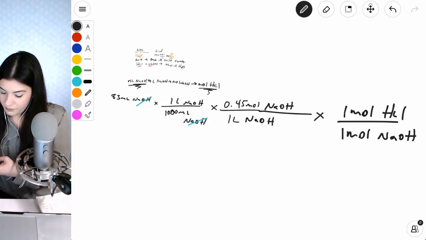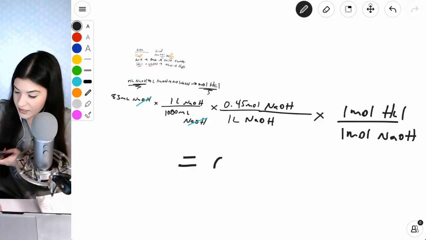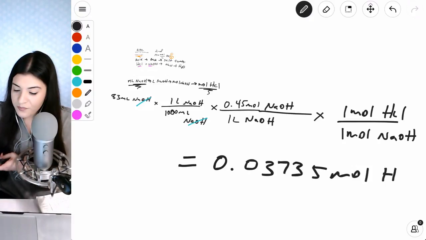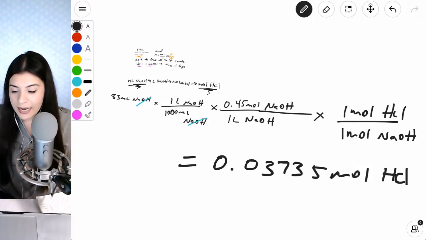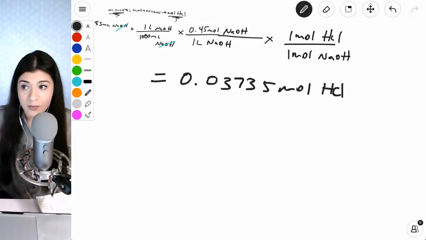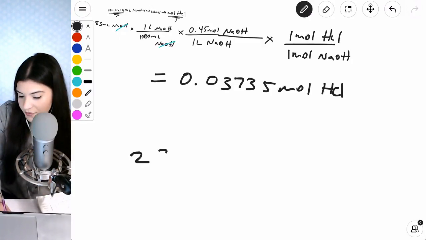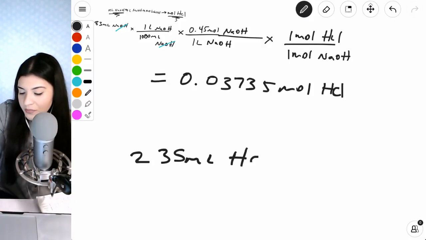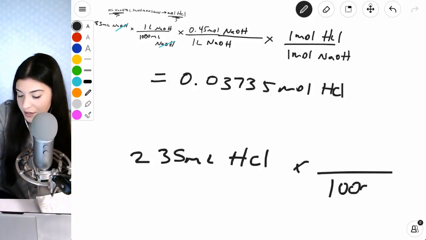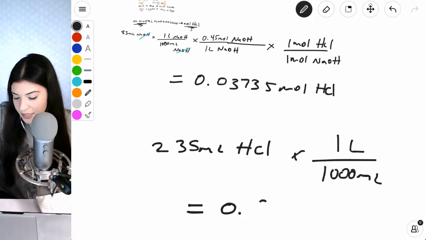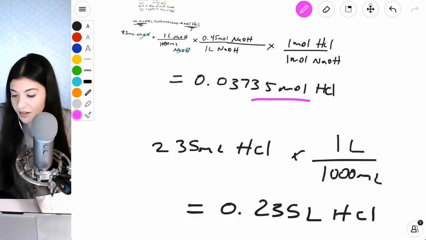83 divided by 1,000 times 0.45. And this gives us 0.03735 moles of HCl. So that was the first part. Now, the next thing is I'm going to take the milliliters of HCl that was given and convert that to liters. So we'll take 235 milliliters of HCl, divide that by 1,000 milliliters, and that would give us 0.235 liters of HCl. We have the moles, we have the liters.